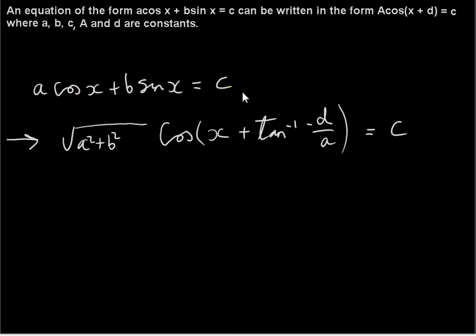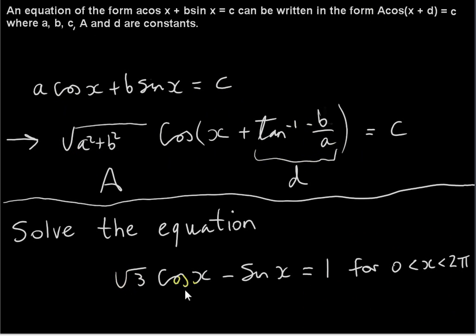So if we get an equation of this form here, we now know that we can write it in this form. Now this might look like a mess, but the root a squared plus b squared is the capital A that we have here, and d, this constant here, is inverse tan of minus b over a. Now of course you could just memorize this formula. Well, nobody in their right mind would probably memorize this and apply it. Let's just apply this.